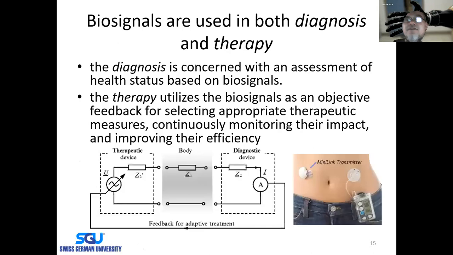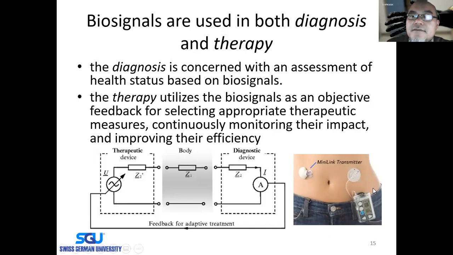Biosignals are used in both diagnosis and therapy. Diagnosis is concerned with the assessment of the health status based on the biosignal. Therapy utilizes the biosignal as an objective feedback for selecting appropriate therapeutic measures, continuously monitoring their impact and improving their efficiency. So this is an example where a diagnostic and a therapeutic device are combined into one.